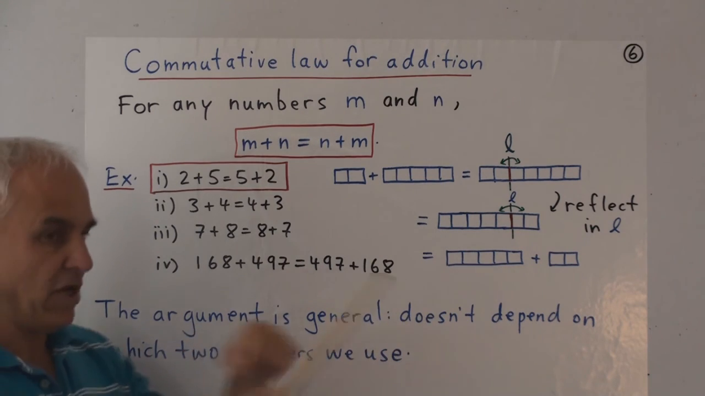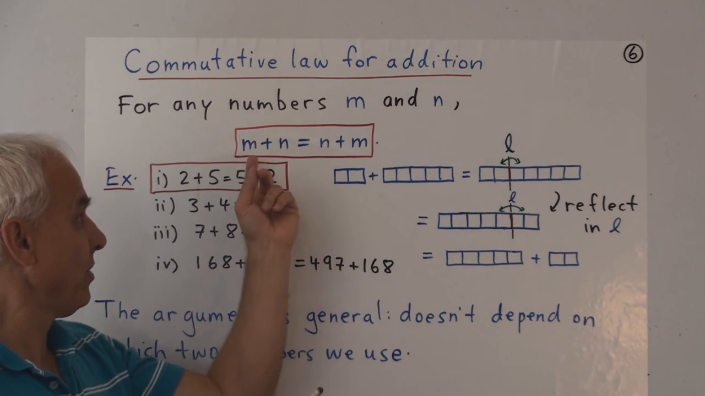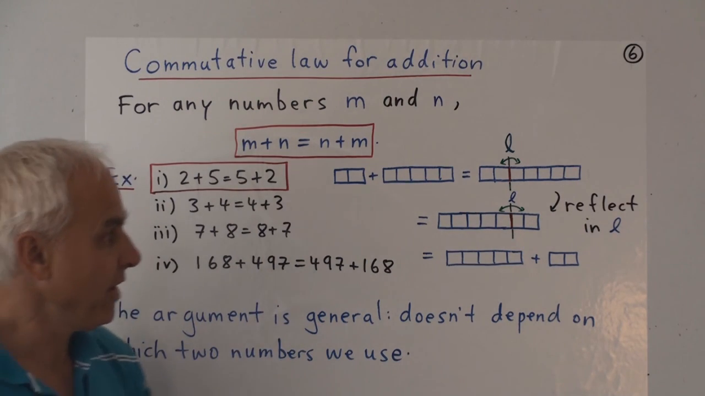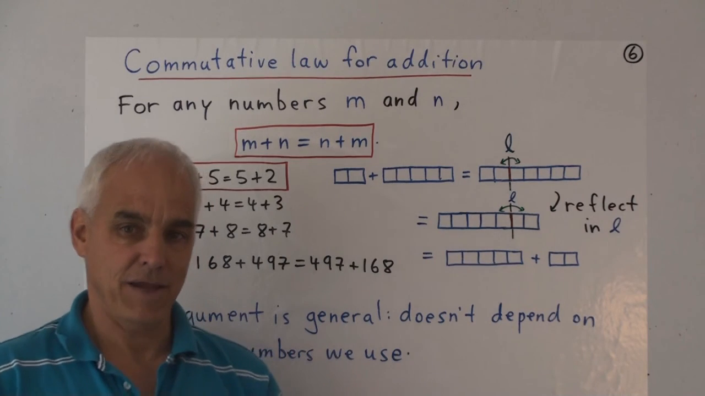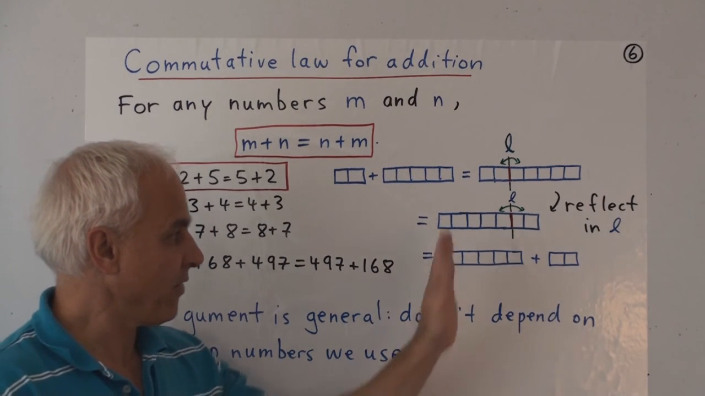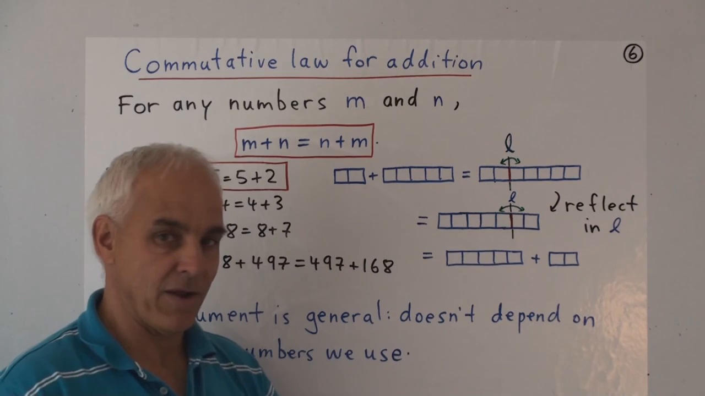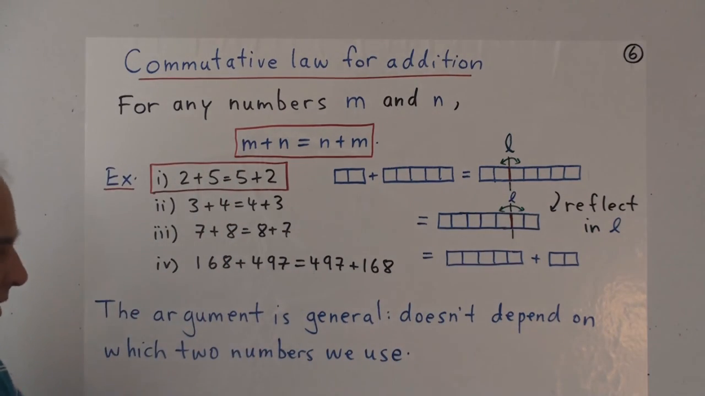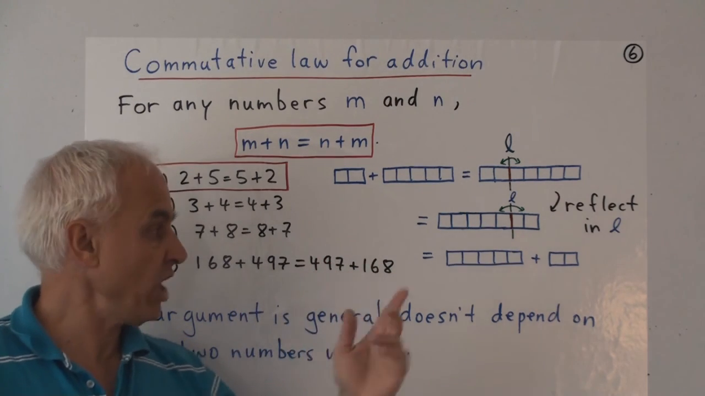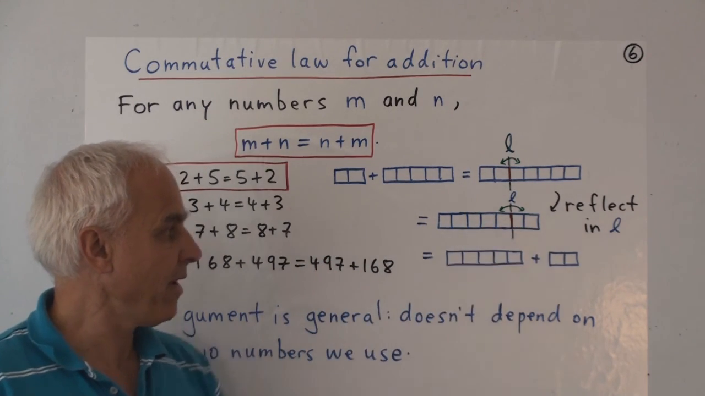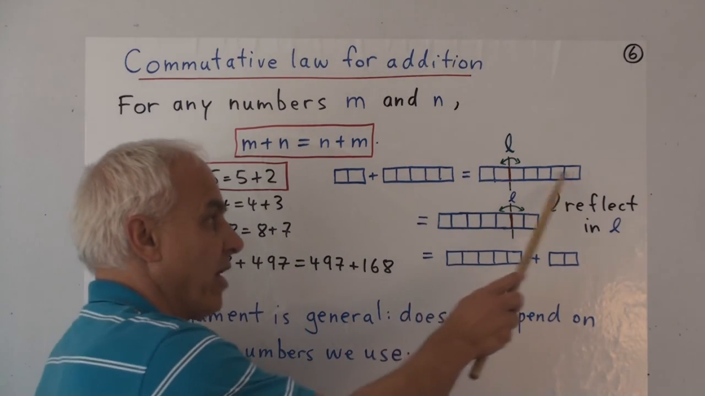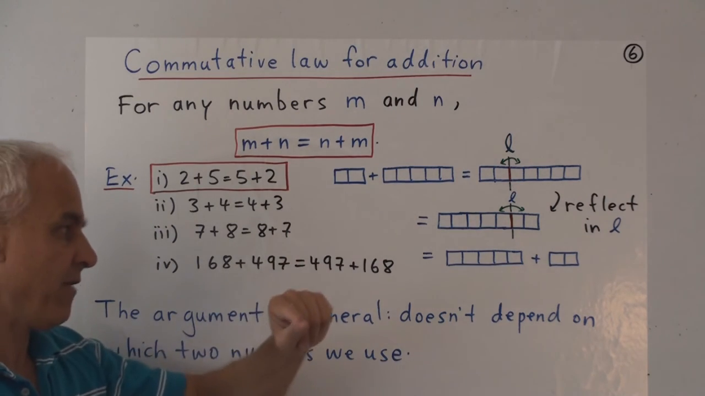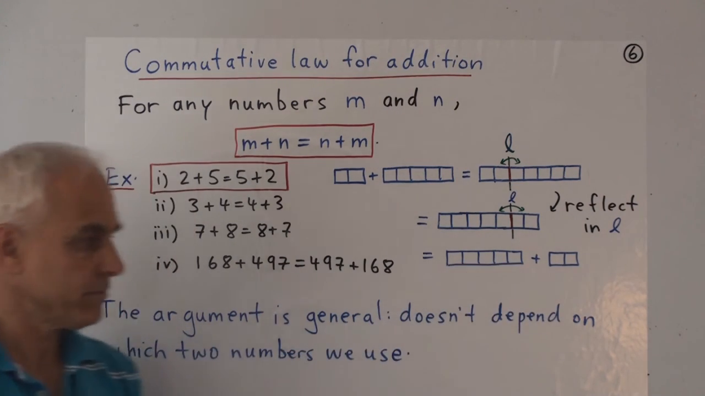So this operation of interchanging the two numbers that we're adding corresponds geometrically to reflecting in a line, reflecting the row rectangle corresponding to the number in a certain line. And it's the fact that that reflection doesn't change the number of cells that allows us to conclude that the number of cells here is going to be the same as the number of cells here. So that 2 plus 5 is the same as 5 plus 2.